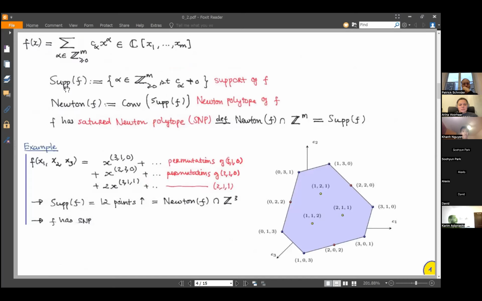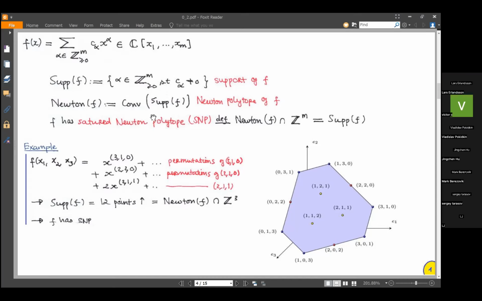And now next, let F be a function of m variables x1 to xm with complex coefficients. So I can write F as the sum of c_alpha x to the power alpha, where alpha are non-negative points in Z^m. And I define the support of F to be the set of all exponents alpha such that the coefficients c_alpha are different from 0. And then the Newton polytope of F is defined by the convex hull of the support of F.